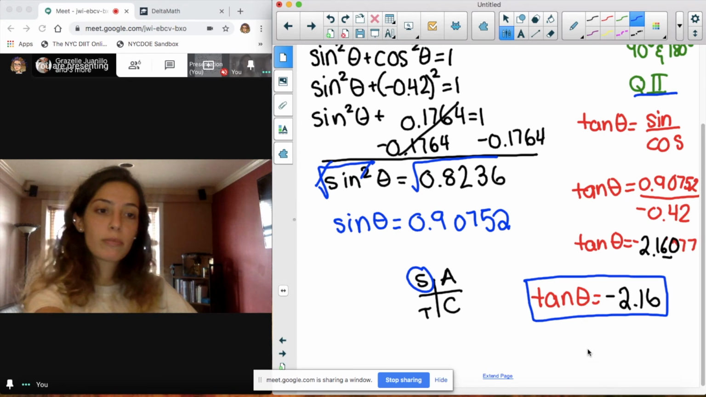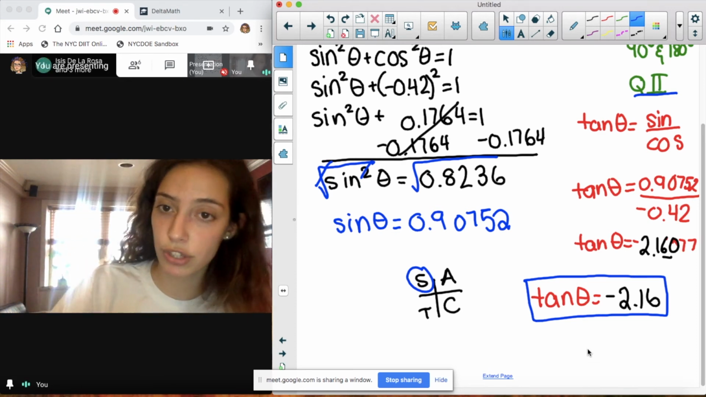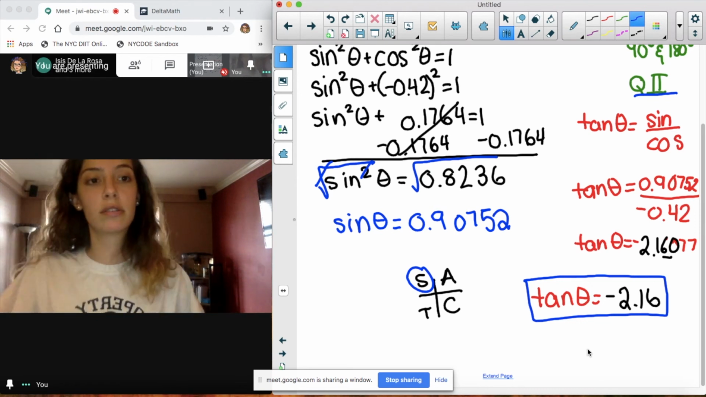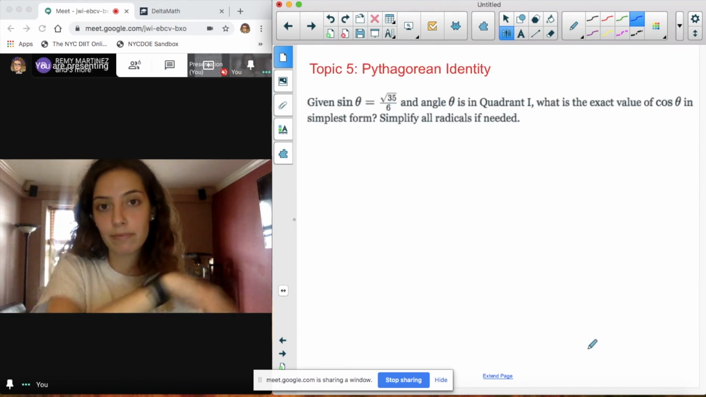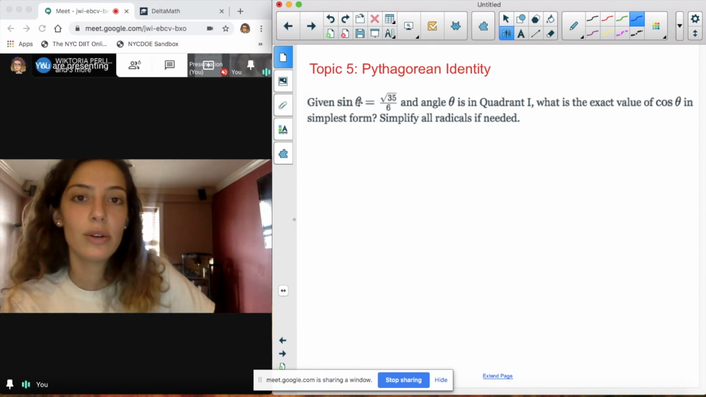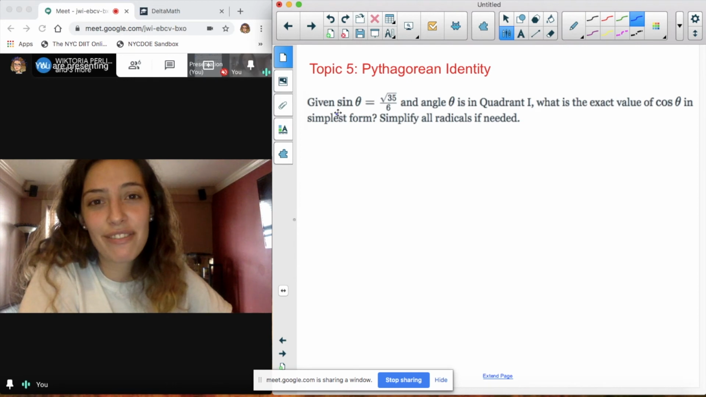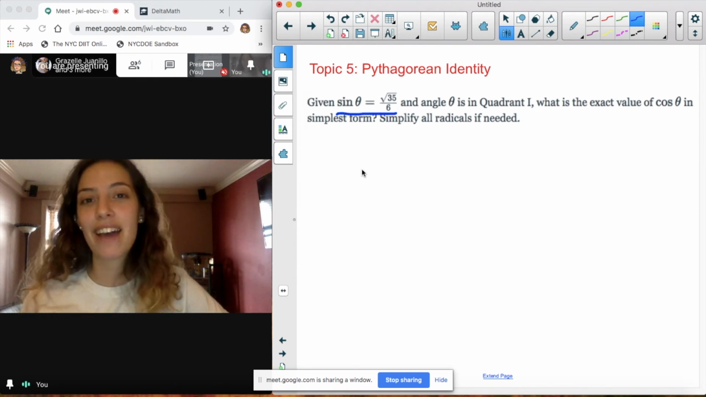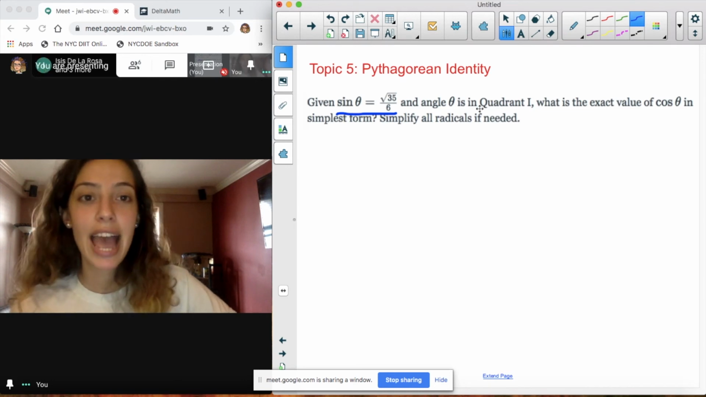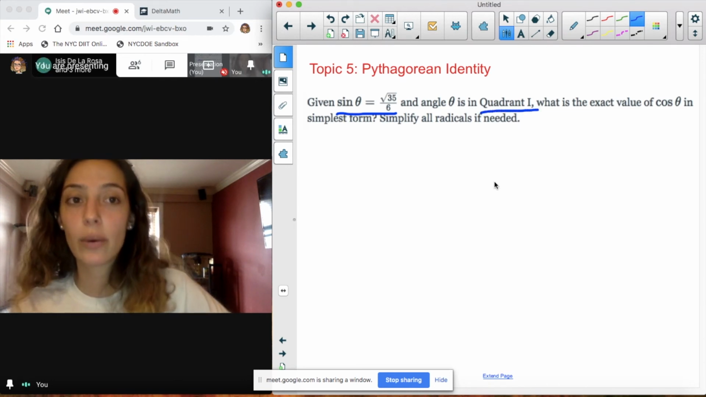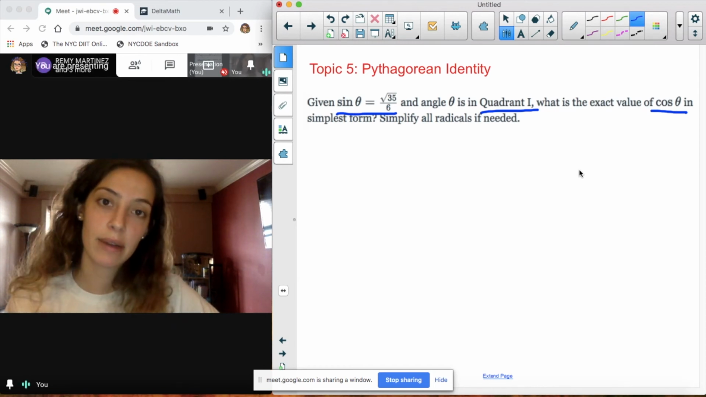Okay? So we are going to go through one more example of this. We're going to be using fractions. So I'm going to go to that example now. So now we have some fractions and radicals, everyone's favorite. So we have sine of theta is equal to radical 35 over 6, and they tell us that it is in quadrant 1. What is the exact value of cosine of theta?